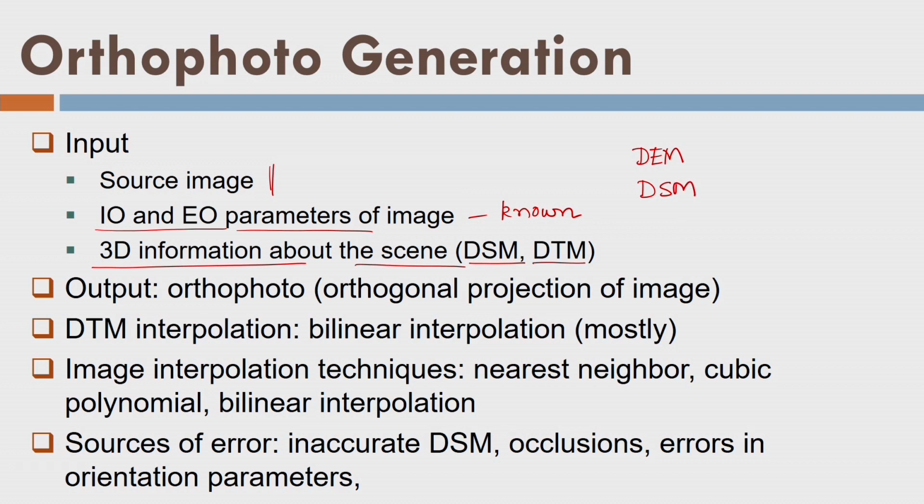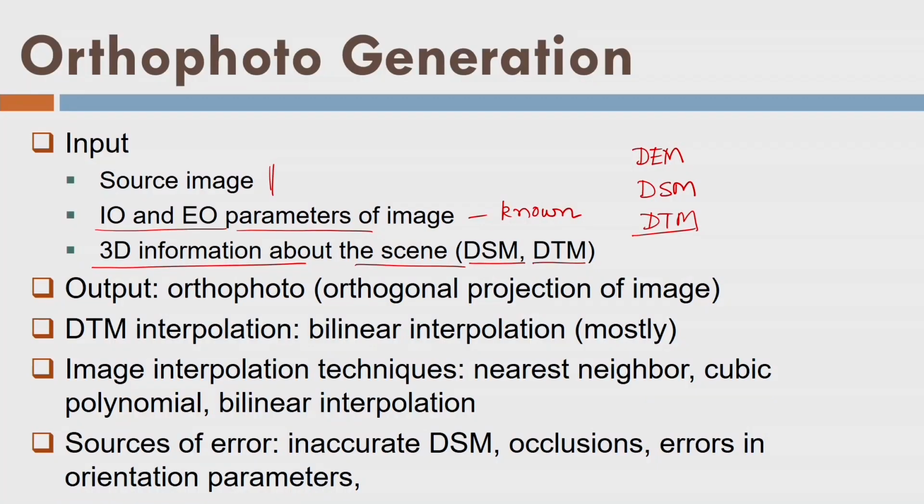Then we have DSM, that is called digital surface model. The digital surface model is representation of the surface, and surface consists of buildings, trees, it could be river, it could be sand, it could be ground, it could be brick and anything. So actual surface of the terrain is represented by DSM. So if I create a product where actual surface is represented, that DEM is called DSM, digital surface model.